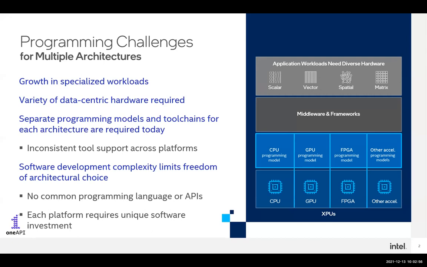The creation of oneAPI was prompted in great part by the growth in recent years of many specialized workloads requiring different types of data-centric accelerators. And today, each kind of such hardware needs to be programmed separately using different languages, libraries, tool chains, requiring users to maintain separate code bases, as illustrated by the right side of this slide. Software development complexity limits freedom of architectural choice. So the Intel oneAPI was created to help solve this problem. The reference implementation that we have today supports Intel CPUs, GPUs, and Intel FPGAs, but additional Intel and other accelerator architectures will be added over time.